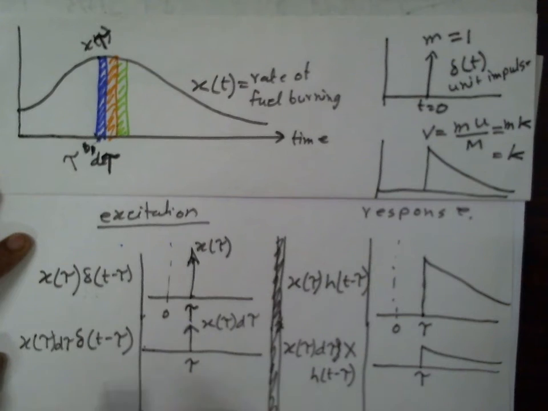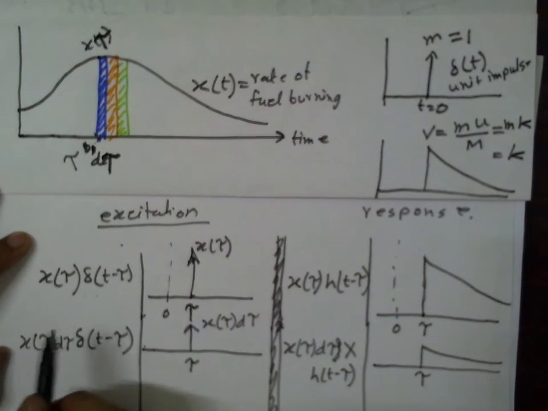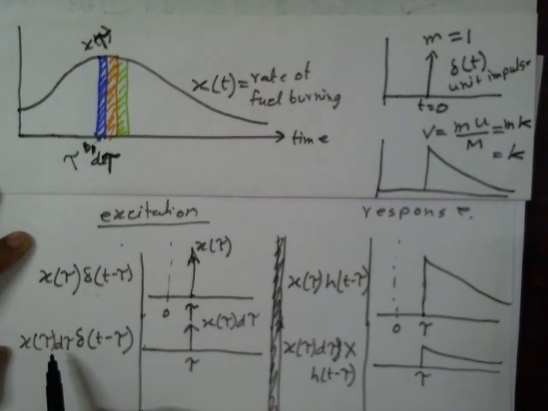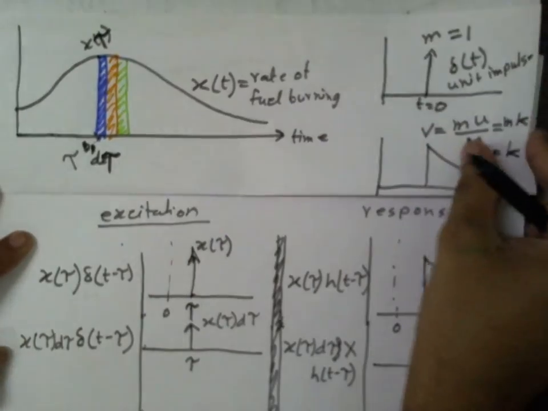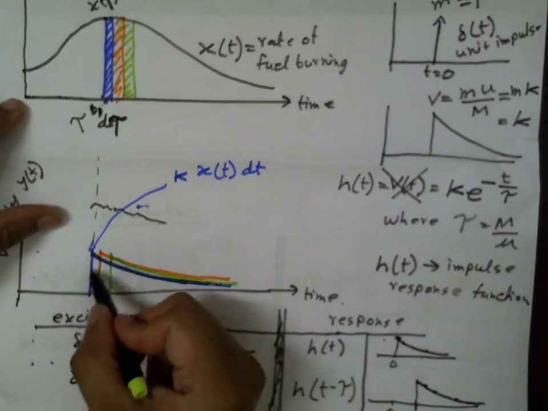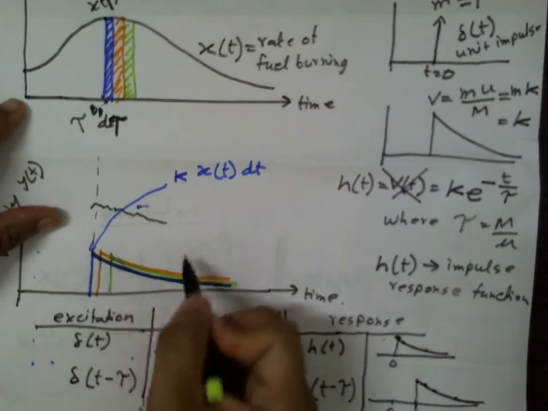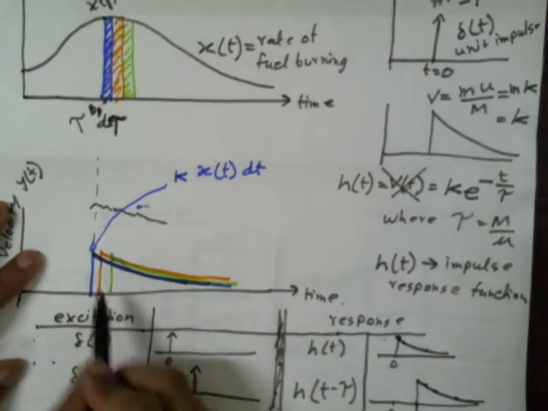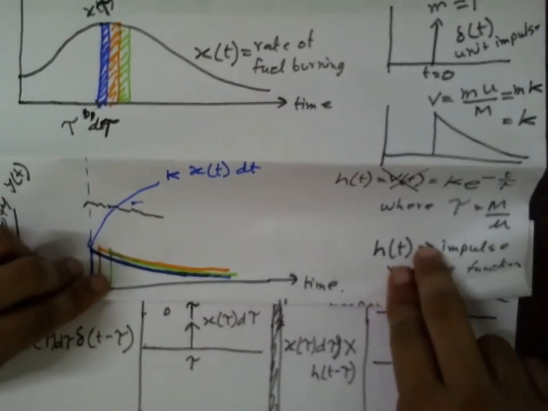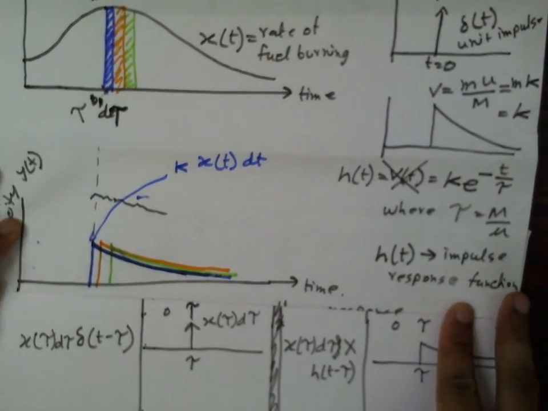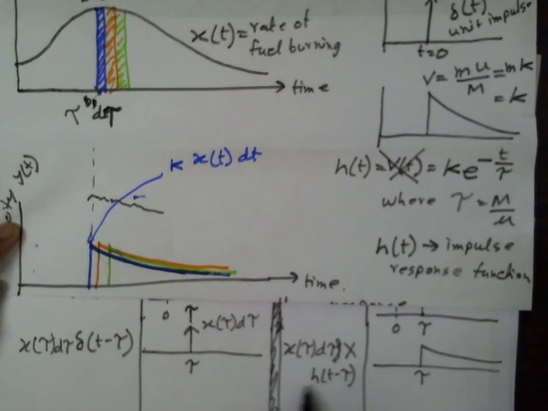Okay. Now what I have to do next is add up the response functions, all these responses for different tau. So this is the response for this blue patch, right? This blue curve is the response for this blue patch, which is here. I hope it's visible. So which is this one.